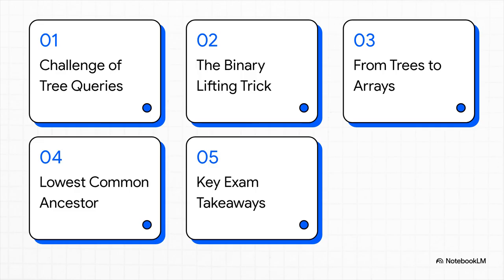So here's the plan. First, we'll talk about why the straightforward approach is a no-go. Then, we'll introduce a really clever technique called binary lifting. After that, we'll look at a totally different idea, flattening a whole tree into a simple array. We'll use these new powers to solve the famous lowest common ancestor problem, and then we'll wrap it all up with the key things you've got to remember for your next exam or interview.